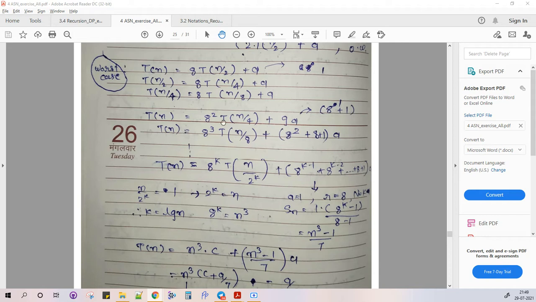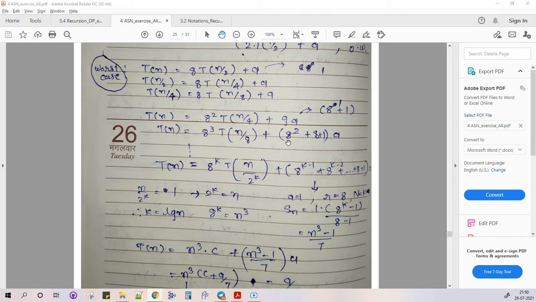If we go one step further, to the third iteration, I prefer to go up to 3 steps so everything is clear. At the third step, it would be 8 cubed T(n/8) plus 64 plus 9, which is 73. So how would you decode 73, right? If something is in multiplication and it is increasing, then it is better to write this kind of notation: not 9a, just write 8 plus 1.